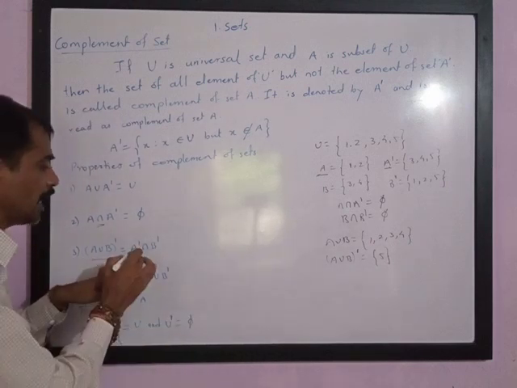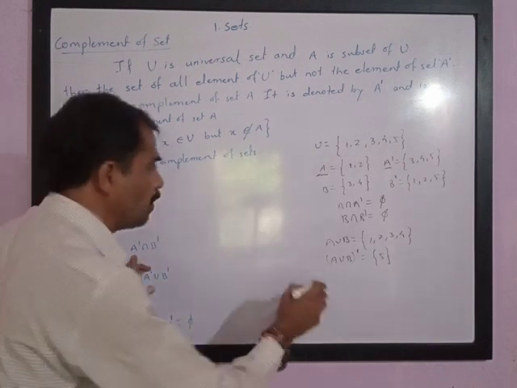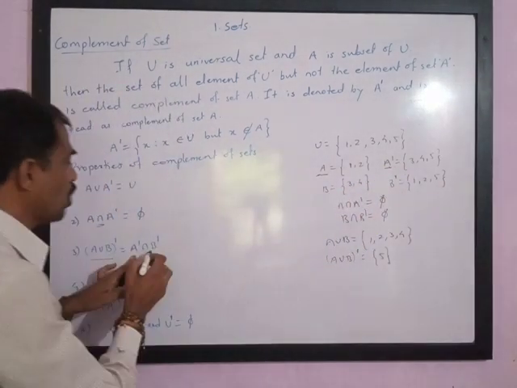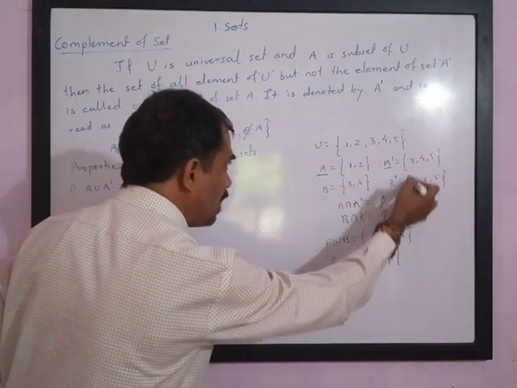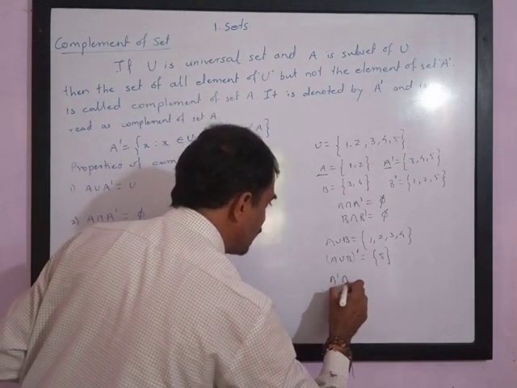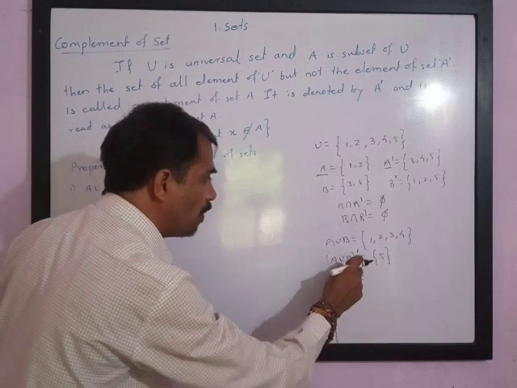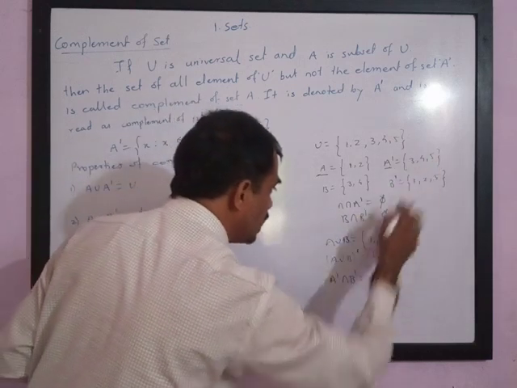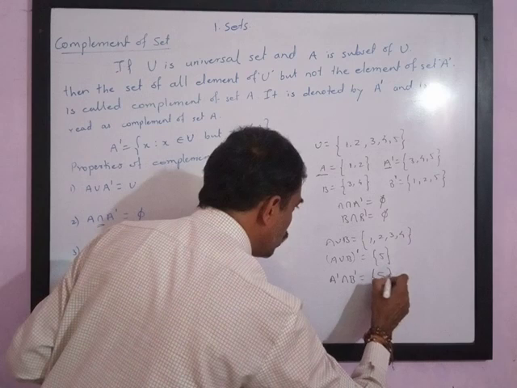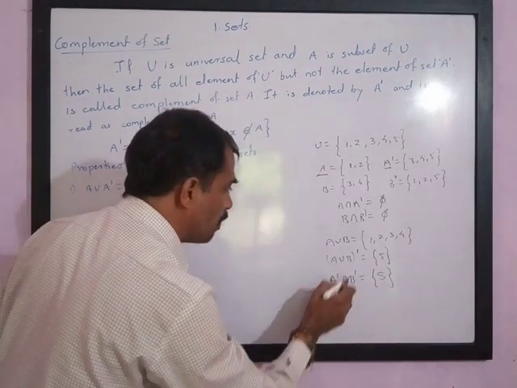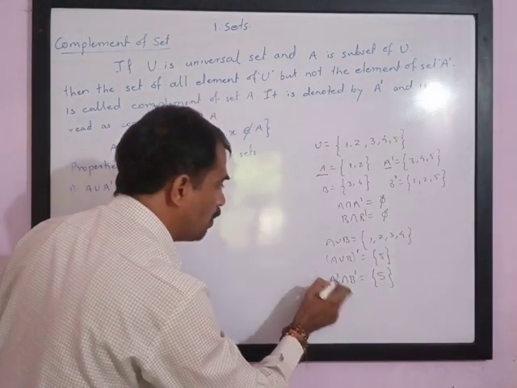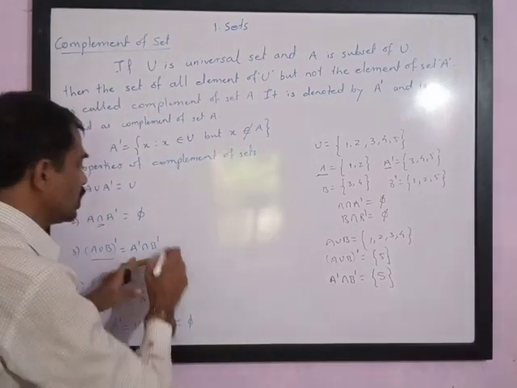Now let us check the right hand side of this. A complement is this, and B's complement is this. So A complement intersection B complement means the common elements of A complement and B complement, which is 5. So you will always notice that A union B's complement is equal to A complement intersection B complement. So this is the first law.